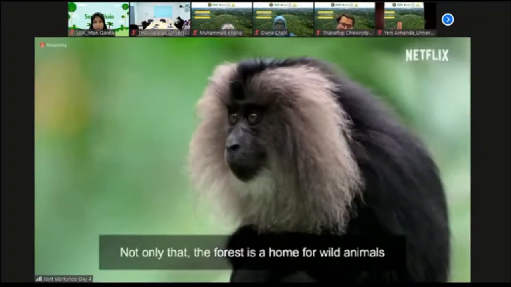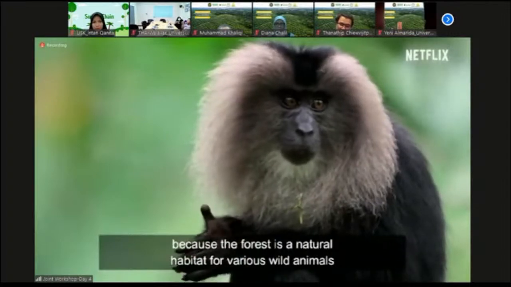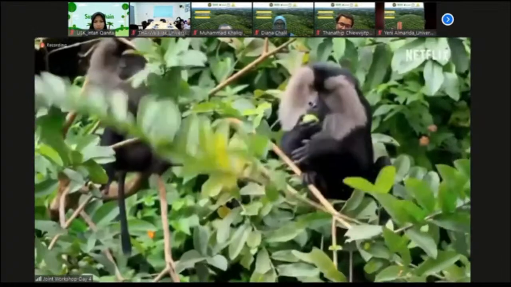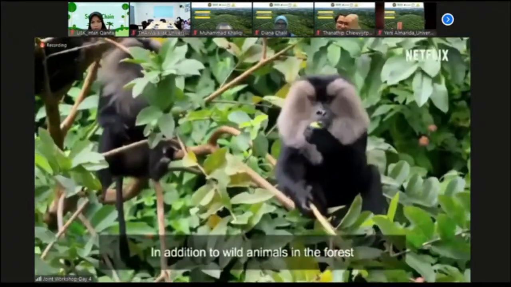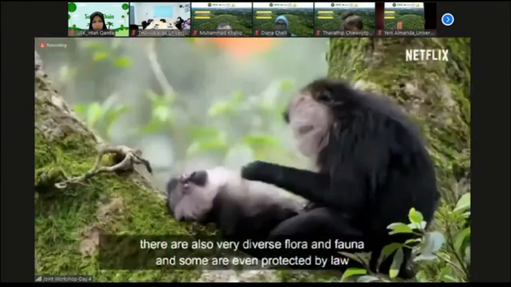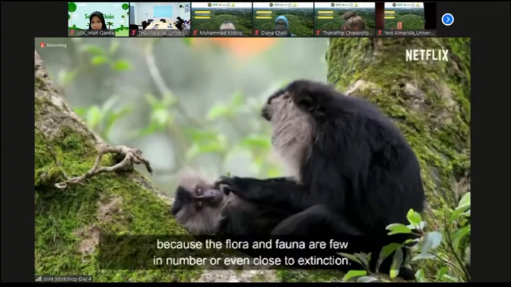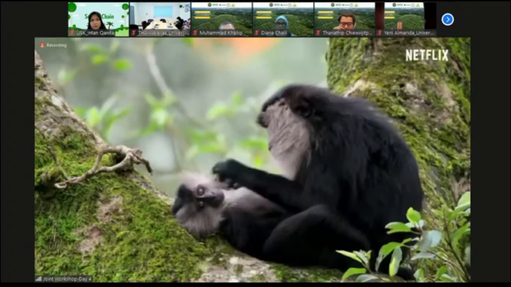Not only that, the forest is a home for wild animals because the forest is a natural habitat for various wild animals. In addition to wild animals, in the forest there are also very diverse flora and fauna, and some are even protected by law because the flora and fauna are few in number or even close to extinction.